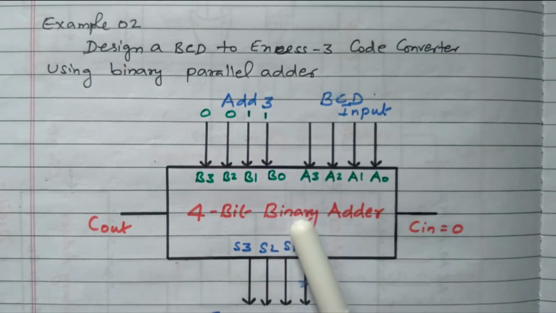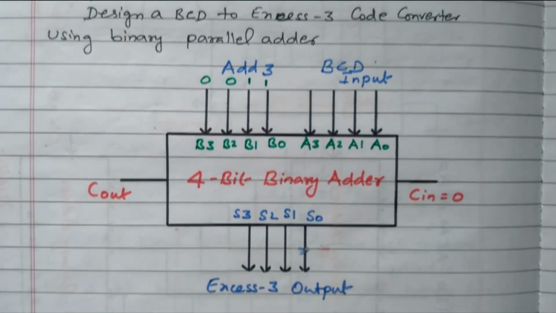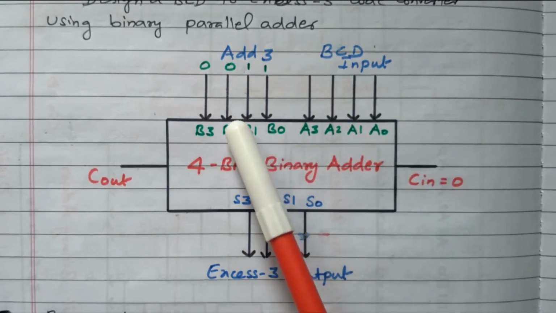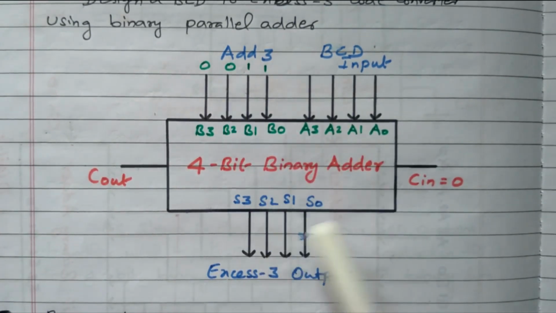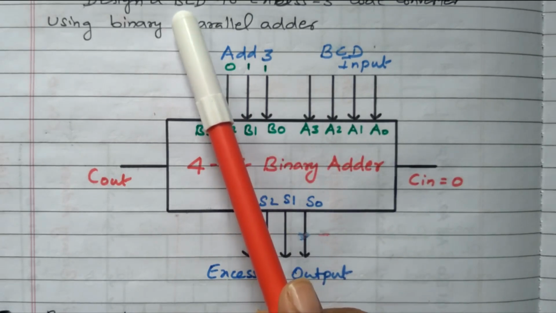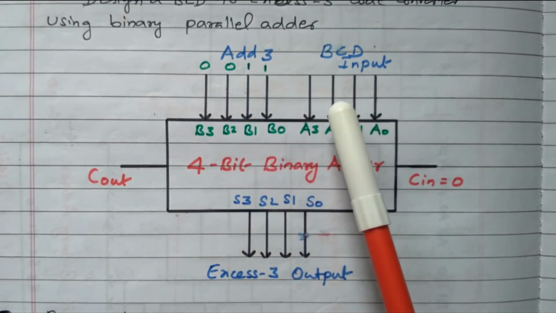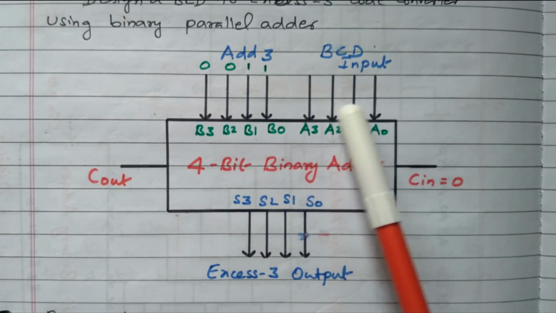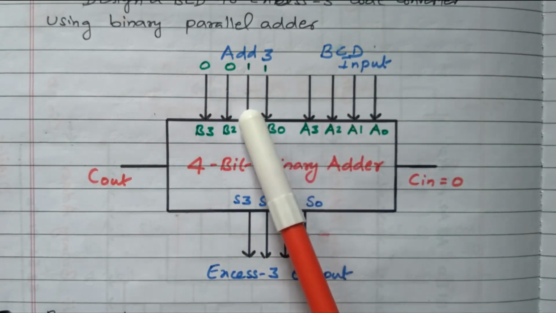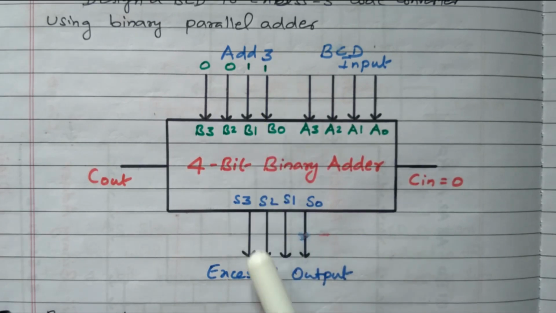So that can be done by the 4-bit binary adder. Right. So this is a 4-bit binary adder. This is the first number and second number. This is the output. Carry in and carry out. So the first number is the BCD input. So we need to convert BCD to XS3. How to convert to XS3? With the BCD, we need to add 3. By adding 3, we will get the XS3.